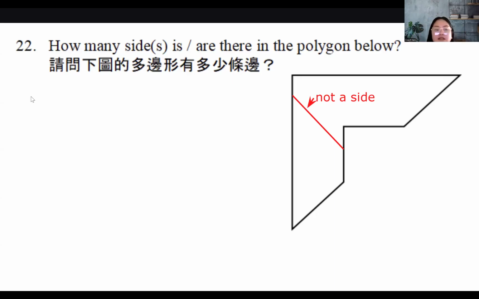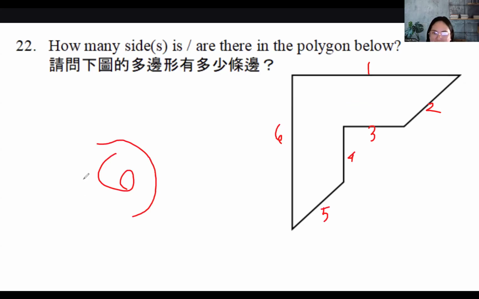Okay, so let's count the sides here. One, you just have to count thoroughly. 3, 4, 5, and 6. So that means the answer is 6.